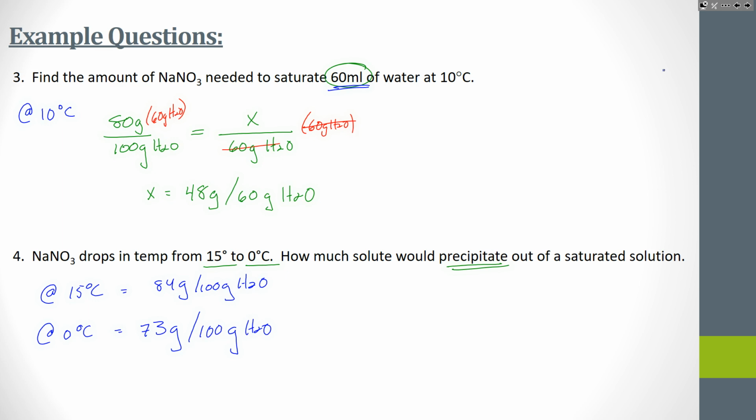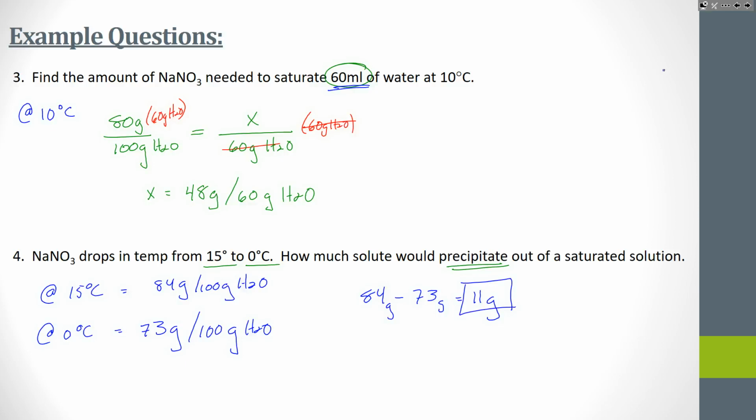So if we're at 15 and we can hold 84, so let's say it was saturated, we have it full. Now we drop the temperature down to 0 degrees Celsius. We can only hold 73. So how much has to come out? Well, it's the difference. 84 grams take away 73 grams would be 11 grams would have to precipitate. There's our final answer.